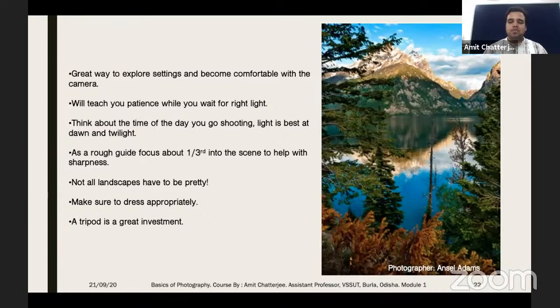And this is one misconception that we have, that landscape should look pretty. It's not the case. Not all landscapes have to be pretty. Some of the best landscapes are not so pretty to look at, but the motive of landscape is to transfer the feel of the space rather than the aesthetics of a space. So sometimes the landscape might not look so appealing, but that might be a really good landscape photograph. So do not judge a photograph by how good it looks. It's not the criterion.